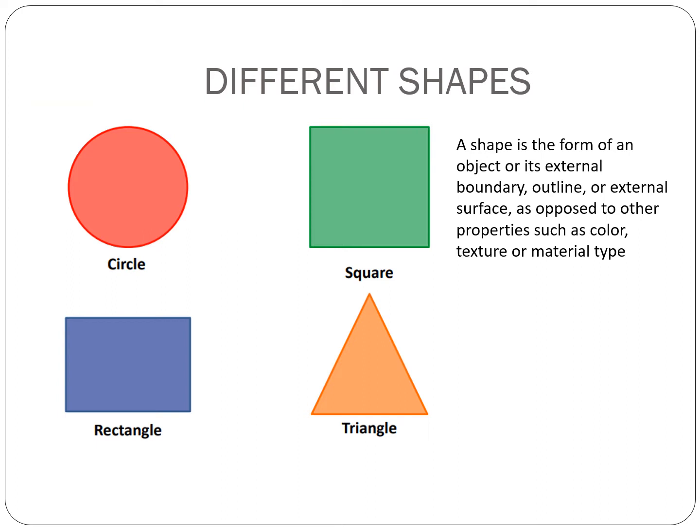Look at the screen. The first figure is a circle. This is round in shape. There is an outline. The next figure is a square. It has four sides. The third one is a rectangle. It also has four sides, but its opposite sides are equal. The fourth figure is a triangle. It has three sides. Okay?